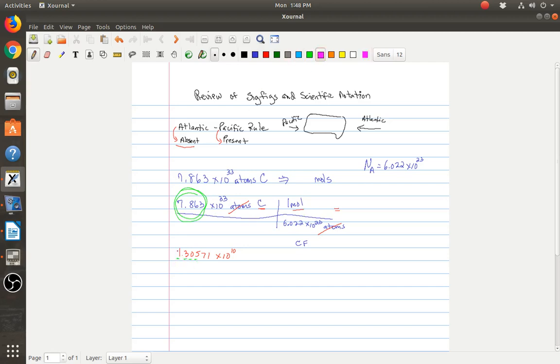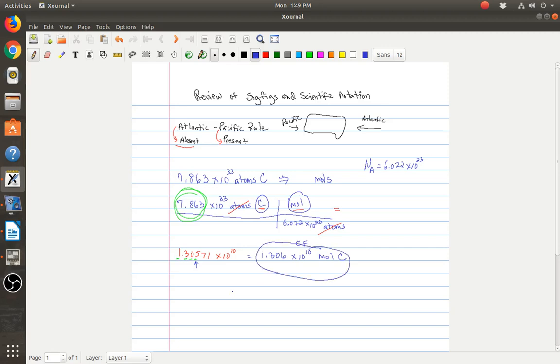I'm using a lot of colors, aren't I? I'm going to write my answer up to the 5, and I have to look at the next number. The next number is a 7. The 7 says to round that 5 up, because if this number is 5 or greater, the number you're rounding goes up. You only round to one spot. You only look at one spot. So this becomes 1.306 times 10 to the 10th. And the unit is carbon and moles. So moles of carbon. That's going to happen a lot.